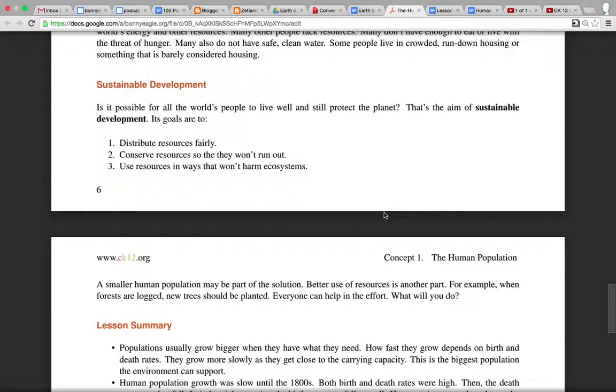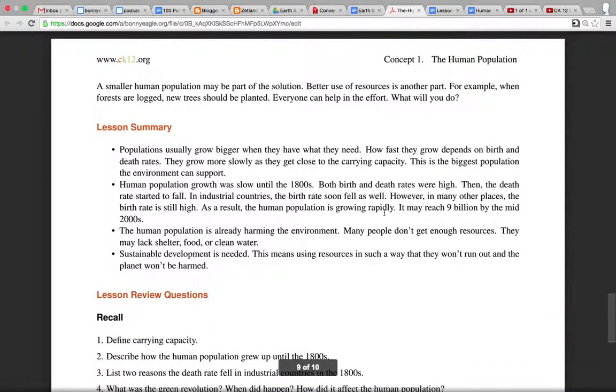What will you do? Lesson summary. Populations usually grow bigger when they have what they need. How fast they grow depends on birth and death rates. They grow more slowly as they get close to carrying capacity. This is the biggest population the environment can support. Human population growth was slow until the 1800s. Birth and death rates were high. Then death rates started to fall. In industrial countries, the birth rate soon fell as well. However, in many other places, the birth rate is still high. As a result, the human population is growing rapidly. It may reach 9 billion by the mid-2000s.